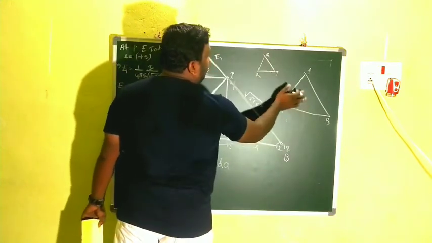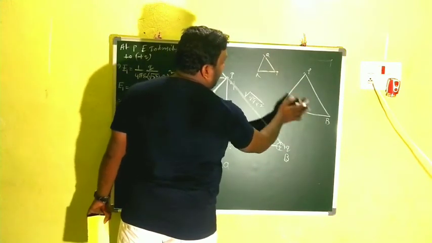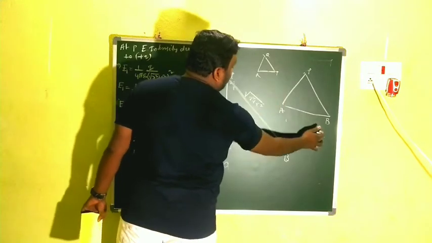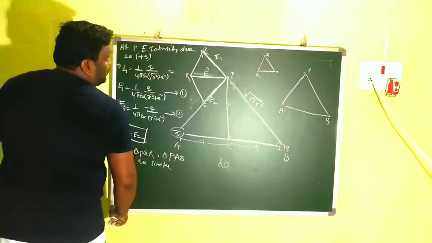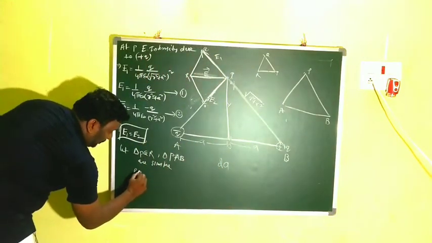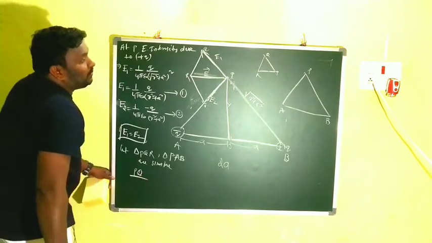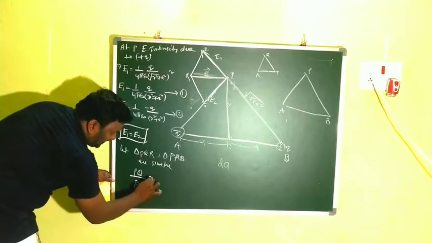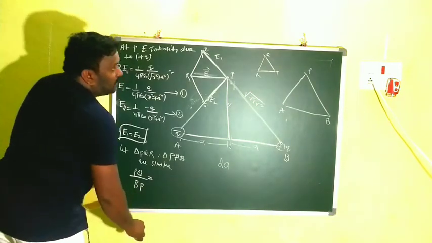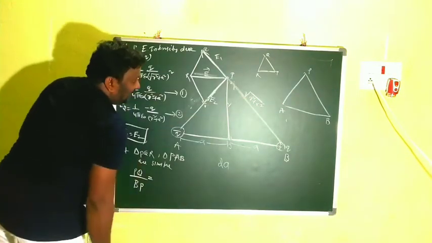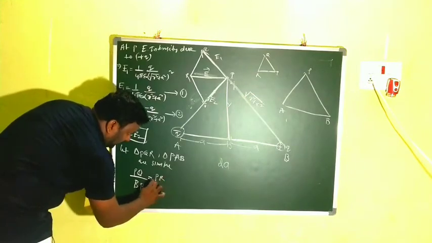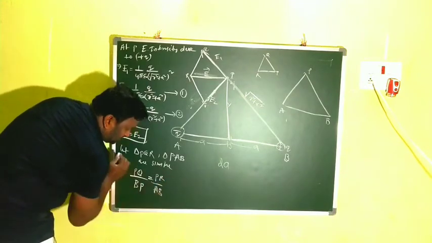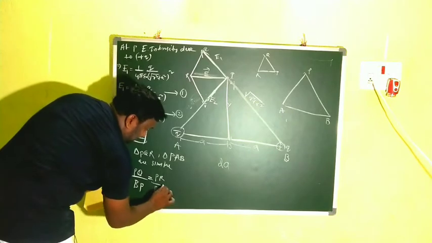Now here we have to write the ratio of same sides: PQ by BP and PR by BA. So I am writing here PQ by BP is equal to PR by AB. Clear? Now this is equation number 3, children.